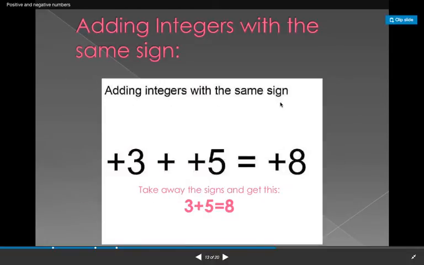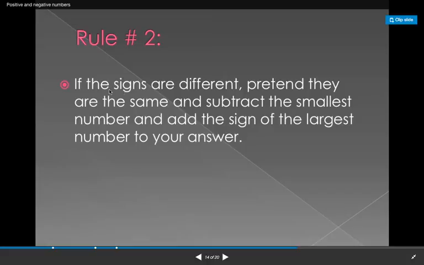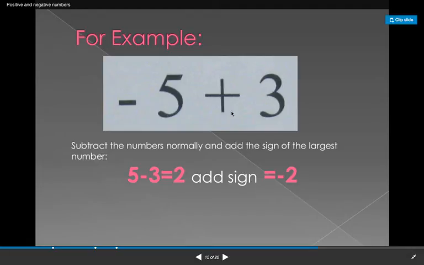Okay, so when you're adding numbers with the same sign, we have a positive 3 plus a positive 5 equals a positive 8. But this is super cluttered, so when we write it, we just write 3 plus 5 to get 8. If there are different signs, we pretend they're the same, subtract the smaller number, and take the sign of the largest number. For example, we have negative 5 plus 3. We start with the bigger number and subtract the smaller number, so 5 minus 3 is 2. Then we take the sign of the larger number. The larger number is 5, so it's going to be negative 2.